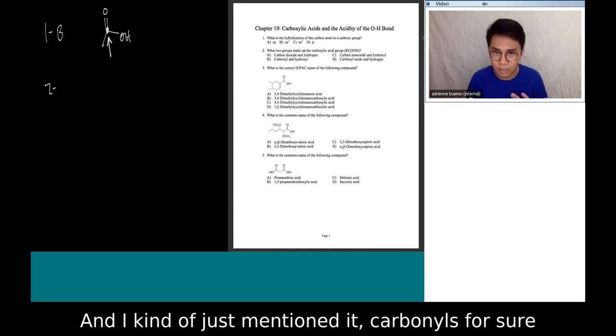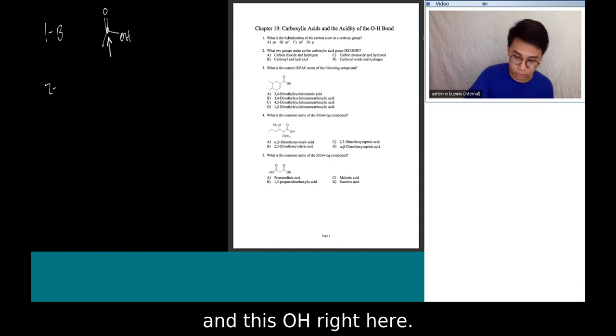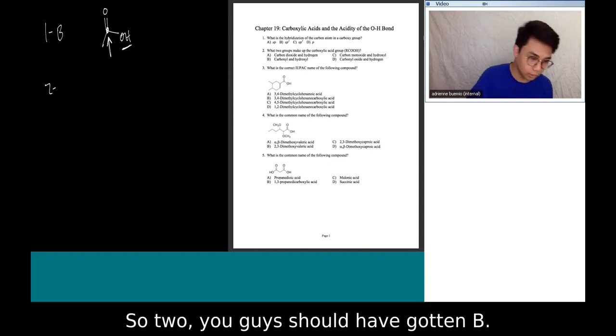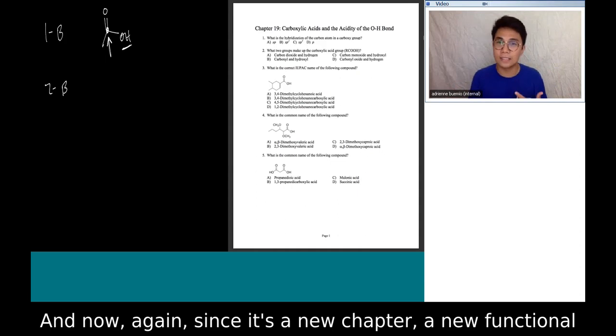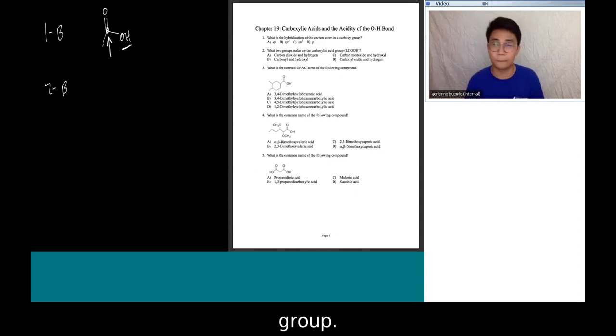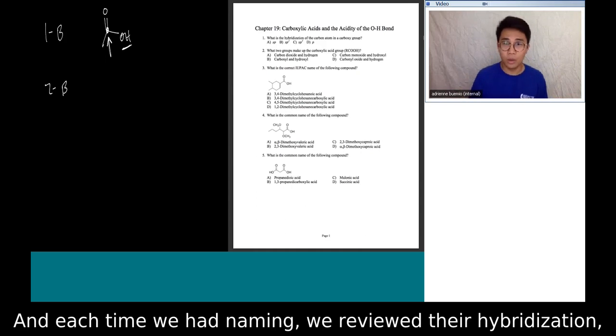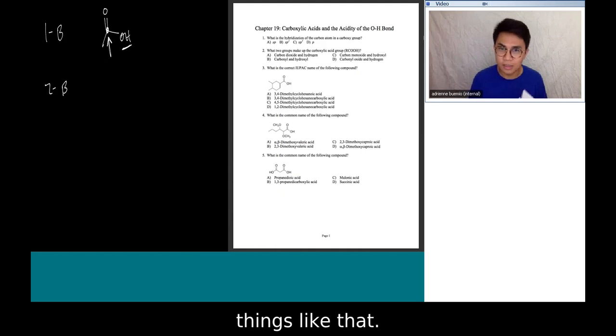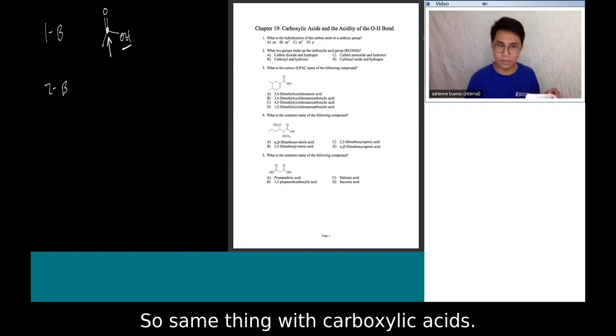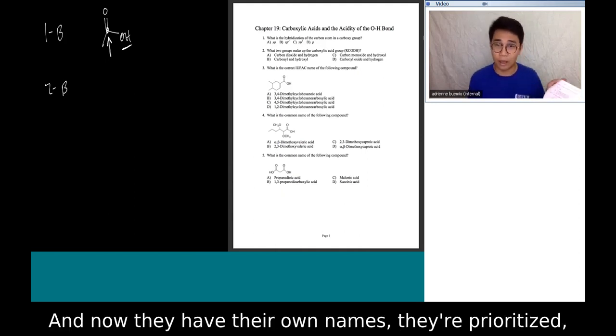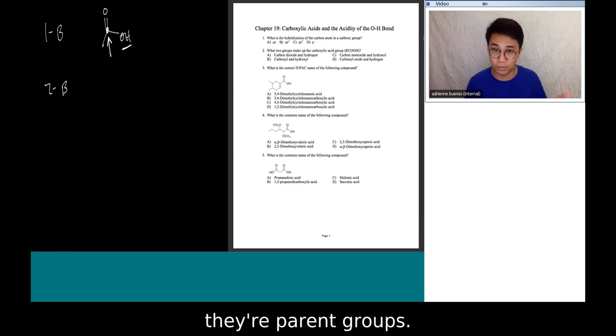Two is asking what two groups make up the carboxylic acid? And I kind of just mentioned it: carbonyls for sure, and this OH right here. So for two, you guys should have gone B. Since it's a new chapter and a new functional group, so far we've encountered a couple functional groups, and each time we had naming and reviewed their hybridization. Same thing with carboxylic acids, their functional group, and now they have their own name. They're prioritized, their parent groups.